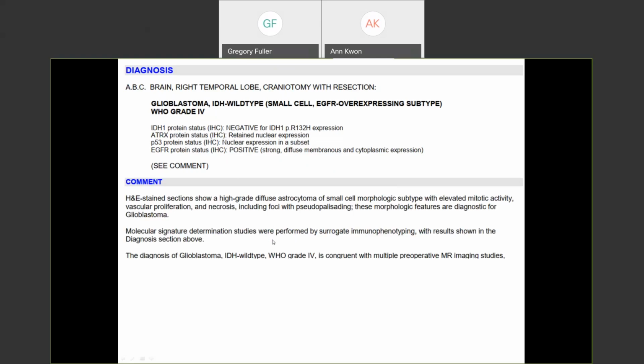Then in a comment, I always start off the first paragraph with H&E to show what's important. You can get a long way with H&E. Small cell morphologic subtype with elevated mitotic activity, vascular proliferation, and necrosis, including palisading. That's how we got to histologic glioblastoma by the old criteria. Then molecular signature determination by surrogate immunophenotyping, results shown there. Sometimes we will elaborate here if it's more complex. And then, virtually always, the last paragraph, especially for initial diagnosis: the diagnosis of glioblastoma, IDH wild type, WHO grade 4, is congruent with multiple preoperative MR imaging studies which showed an irregular, rim-enhancing, centrally necrotic mass in the right superior temporal gyrus, and on preoperative ABTI, advanced brain tumor imaging protocol studies.